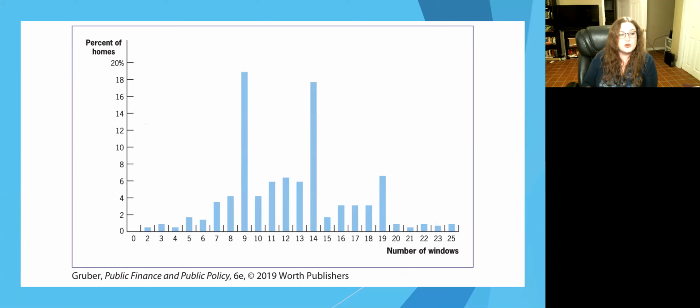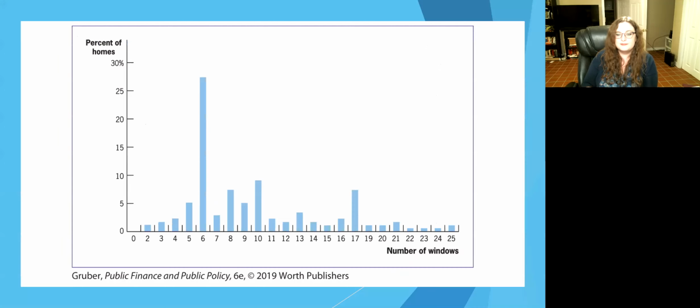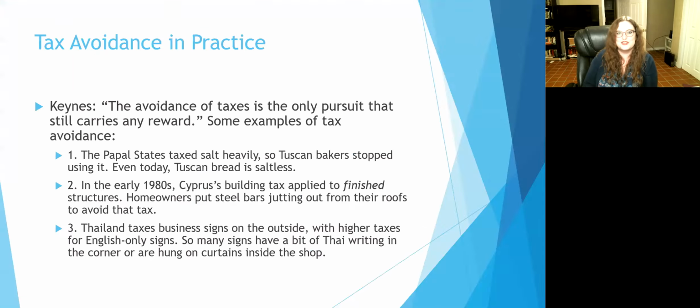You had an incentive to go to 7 windows. Notice there's not many things at 7 windows. What did we see? Look at that. Look at that. The majority of homes bricked up their windows to stay at 6 windows to avoid taxes at that point. And that is just tax aversion, or well, tax avoidance.